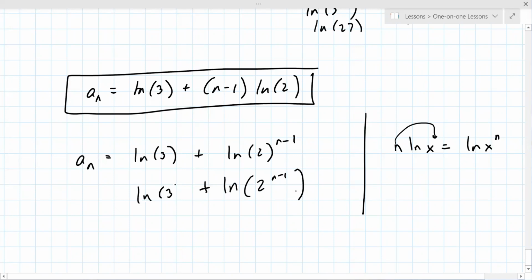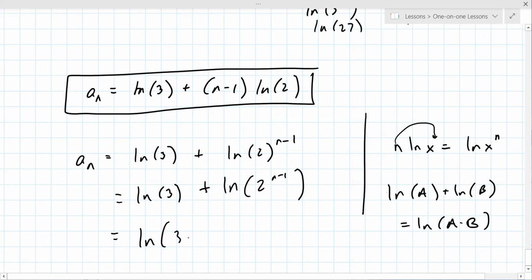So you can multiply these because natural log of a plus natural log of b is natural log of a times b. So you can actually multiply these. Your natural log of 3 times 2 to the n minus 1 power.